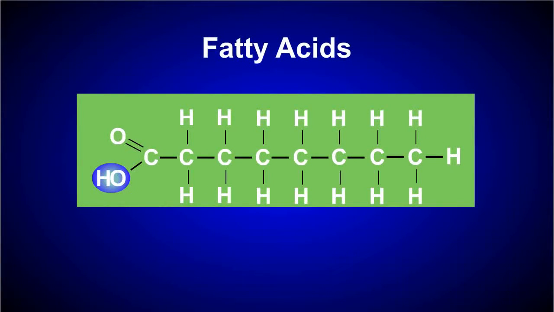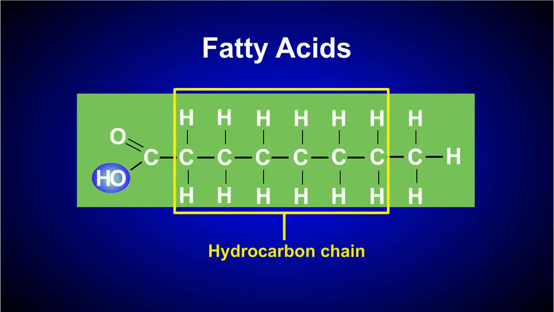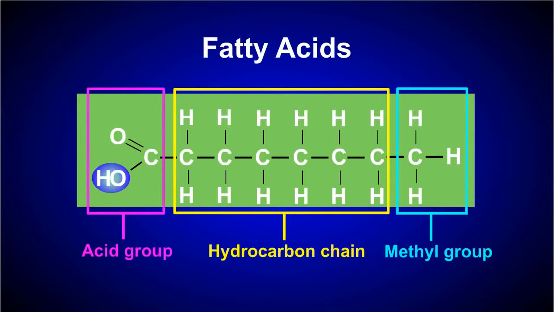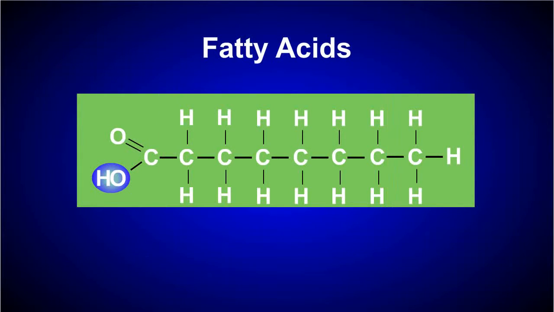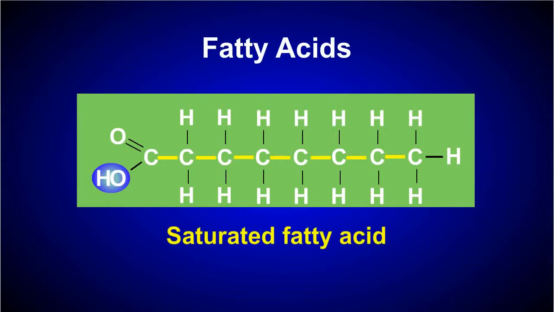A fatty acid has 3 main parts: a chain of carbon and hydrogen atoms called the hydrocarbon chain, a methyl group at one end, and an acid group at the other end. Fatty acids can either be saturated or unsaturated. A fatty acid that has only single carbon-to-carbon bonds is known as a saturated fatty acid. This is because the carbon chain is saturated with all the hydrogen atoms it can hold.